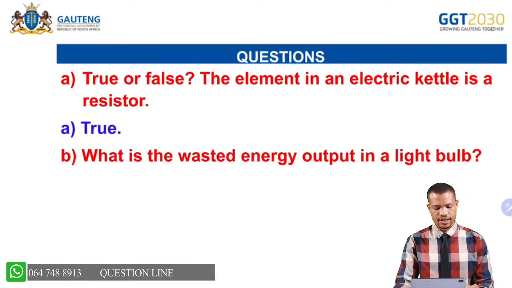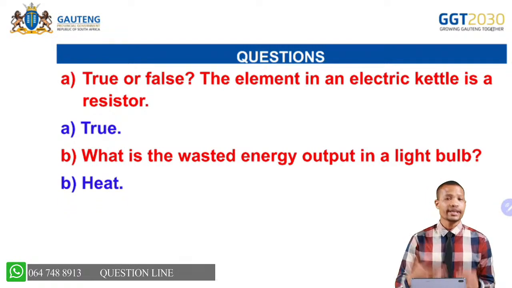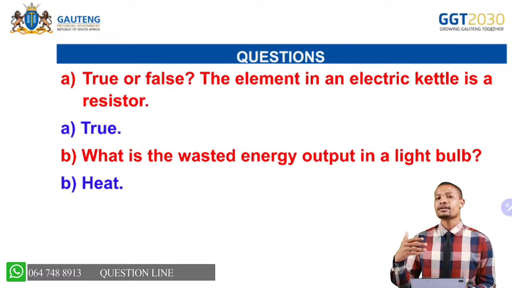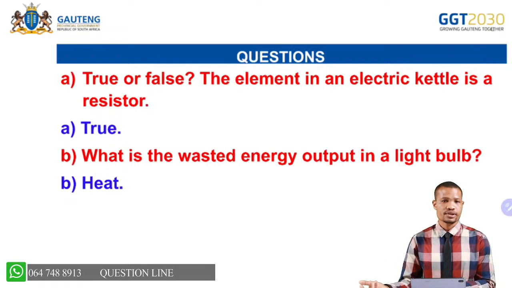Yes, that's correct. It is what? Heat. The useful energy output in a light bulb is light. Remember, useful energy is the energy that we can use, and wasted energy is the energy that we lose, which we cannot really use. Okay?